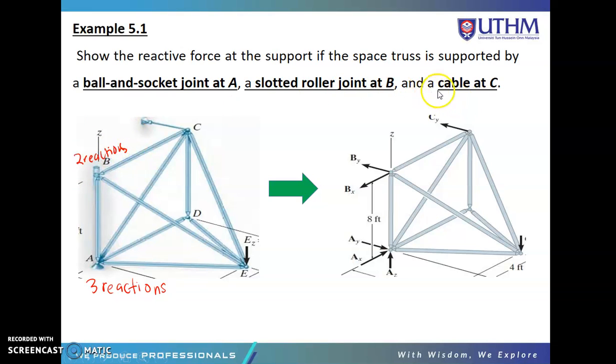Whereby a cable will give us one reaction. A cable is the same as a short link. So we're going to show the reaction forces at the support. We have 3 at joint A, whereby at joint B we have 2 reactions, and at joint C we will have 1 reaction.